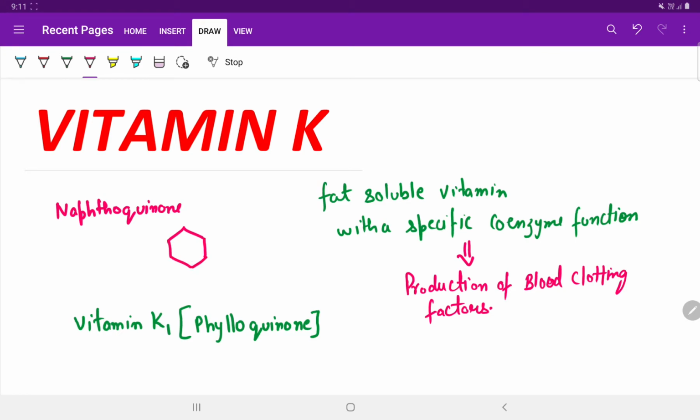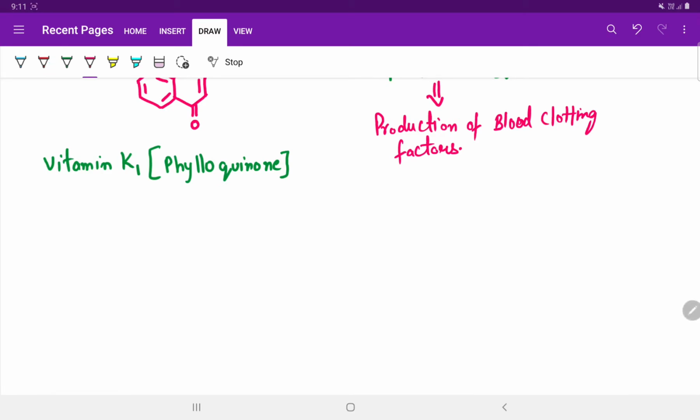The structure is like this. It contains one benzene ring attached to another 6-membered ring with this quinone ring. So this is the structure of naphthoquinone. In all the forms of vitamin K you will be seeing this structure. Now let us draw the structure of vitamin K1 first.